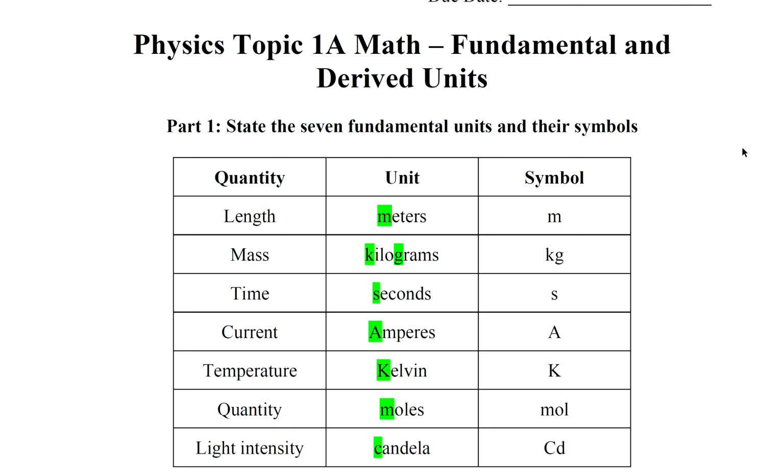For meters, it's m. Kilograms, it's little kg. Seconds, it's little s. Amperes, it's capital A. Kelvin is capital K. Moles is little mol. And candela is capital C, little d.